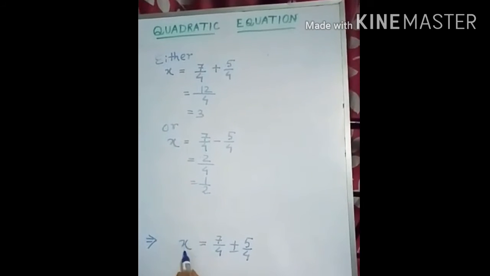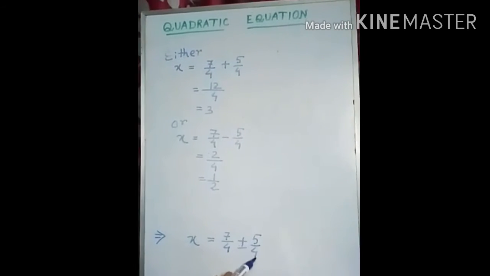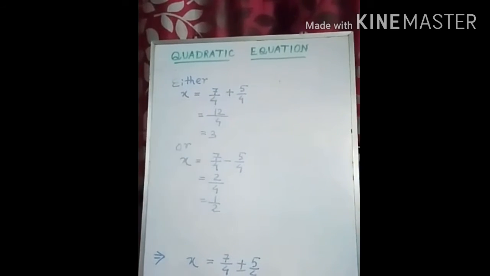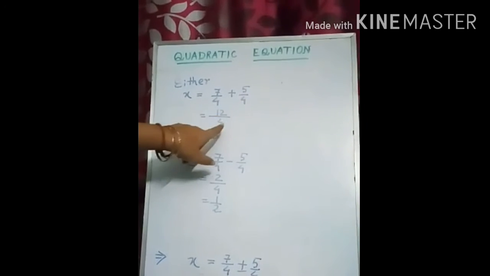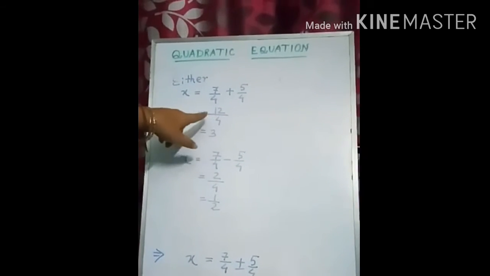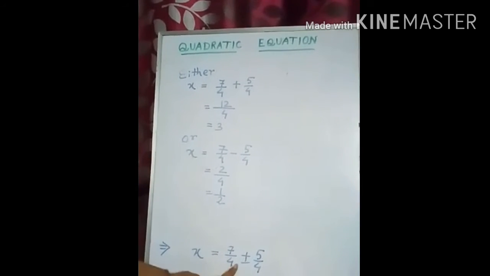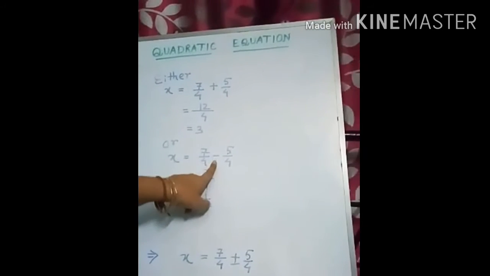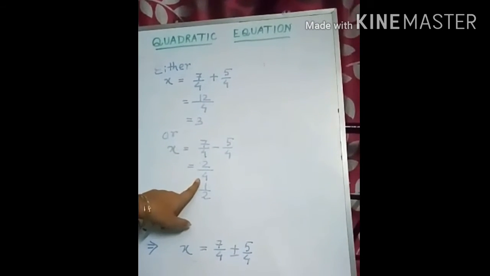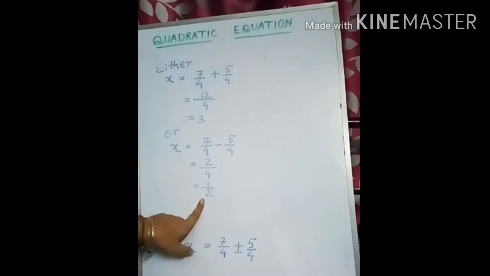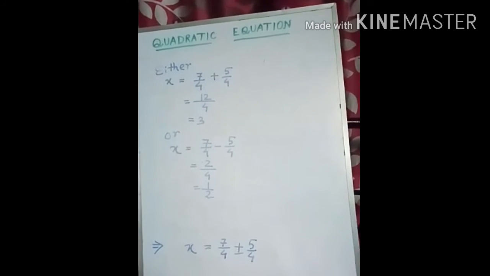Okay. So after getting x equal to 7 by 4 plus minus 5 by 4, we can write down now, either x is equal to 7 by 4 plus 5 by 4. Okay, we will take LCM 4, then in numerator it will be 7 plus 5, 12, ultimately 3. Or if the sign is minus, then again we will take LCM, it will be 4, numerator will become 2, and ultimately it is 1 by 2. So by splitting the middle term, we are getting the same values here.